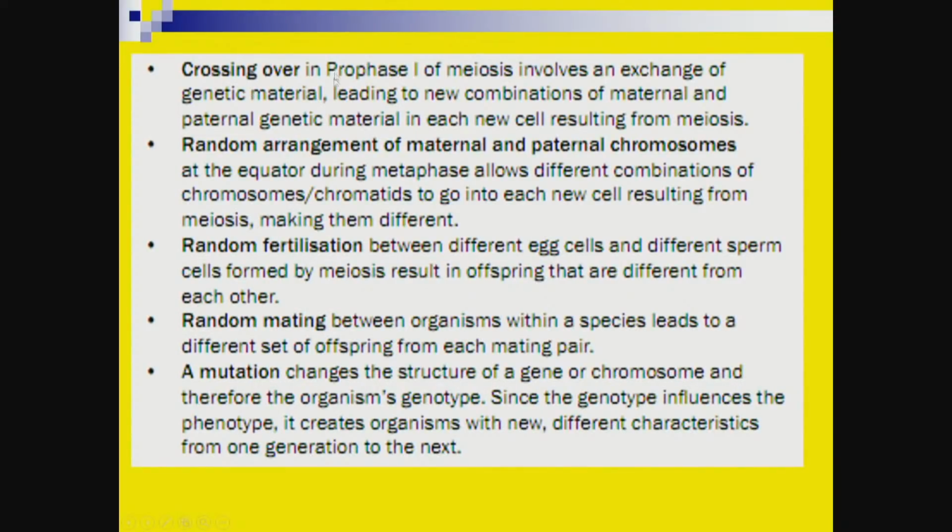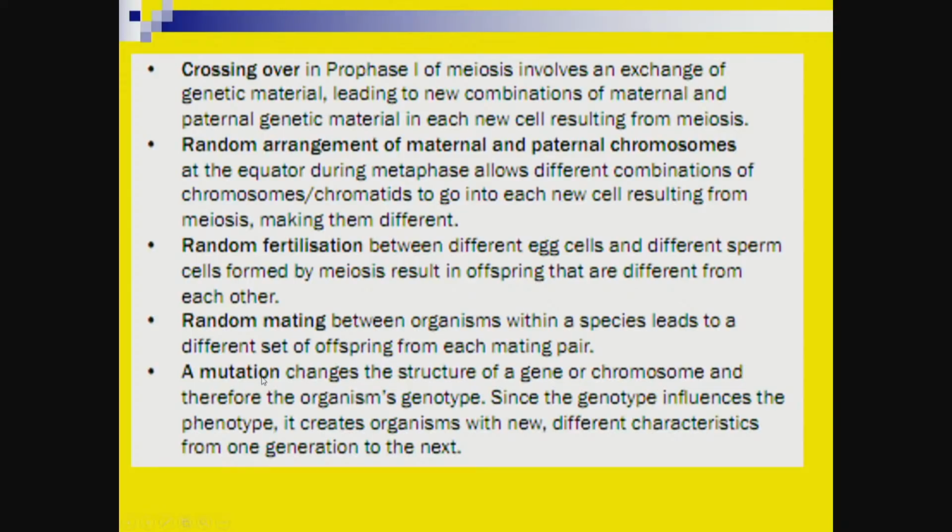Crossing over, I explained that to you in genetics. Random arrangement, I also explained that to you. What is random fertilization? Different egg cells and different sperm cells, and mating between organisms within a species lead to a different set of offspring. So where any female and any male can mate with one another.